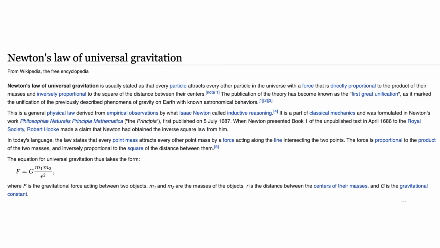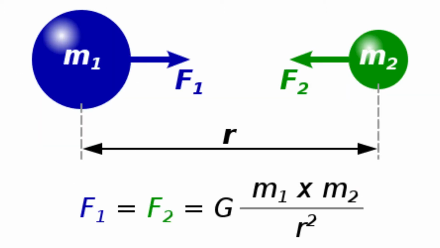Before going for the simulation, let's see what this law of universal gravitational force is. In simple terms, the law states that any two masses attract each other with a force equal to a constant multiplied by the product of the two masses and divided by the square of the distance between them. This is the formula that Newton came up with. If we represent this law as a formula, this is how it looks.